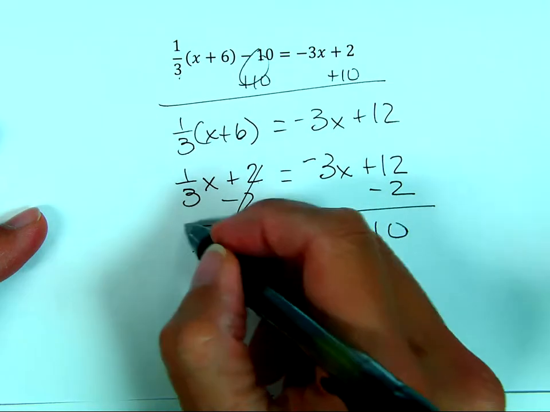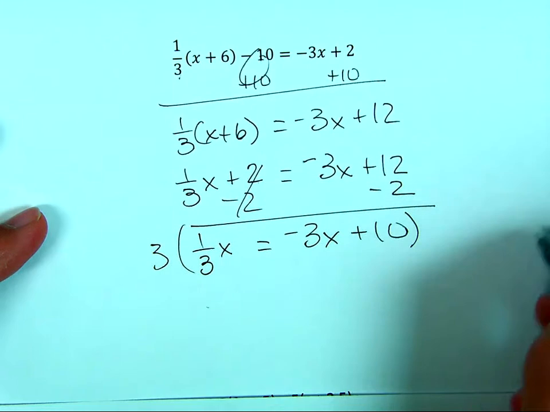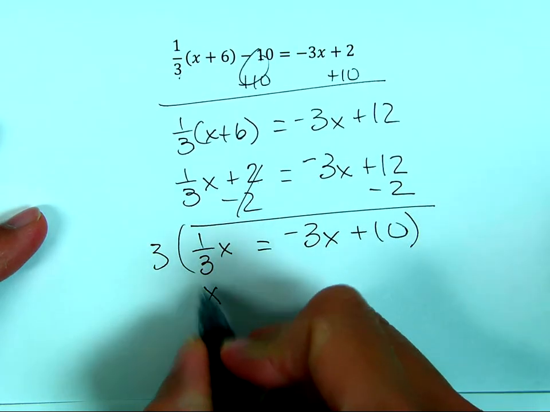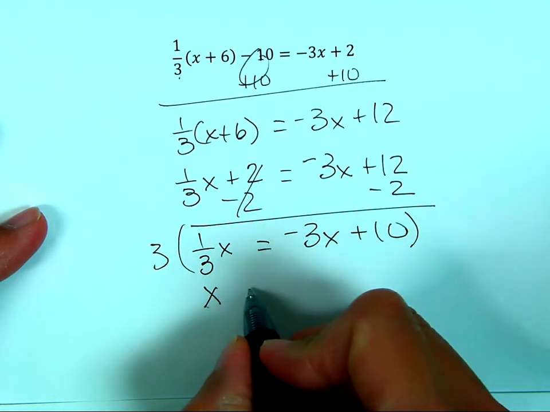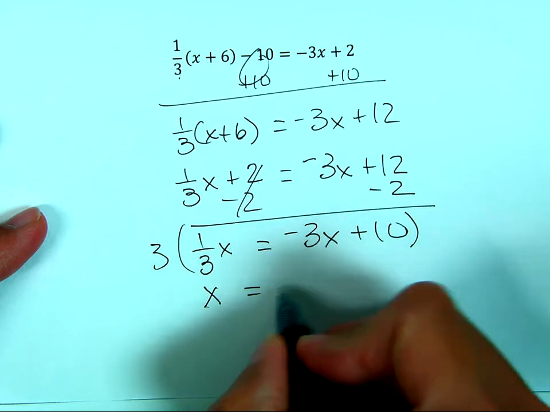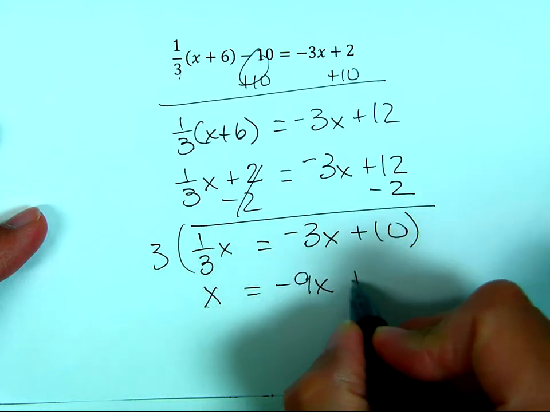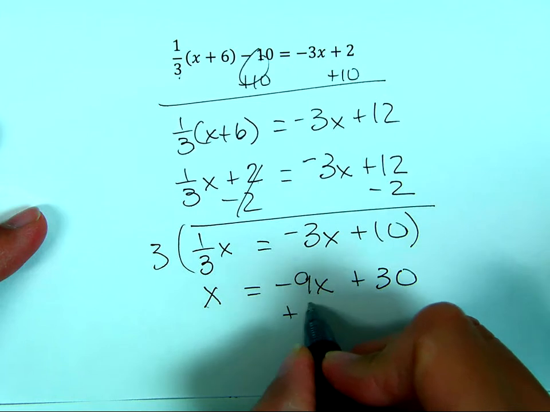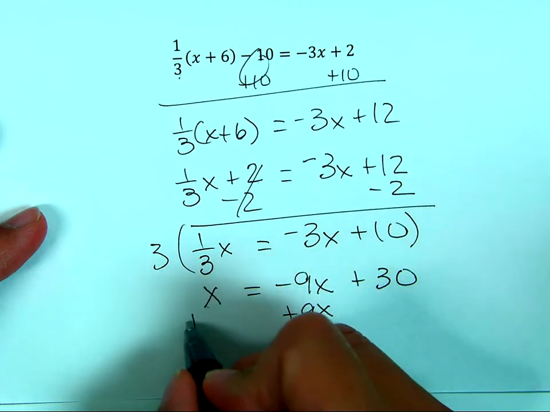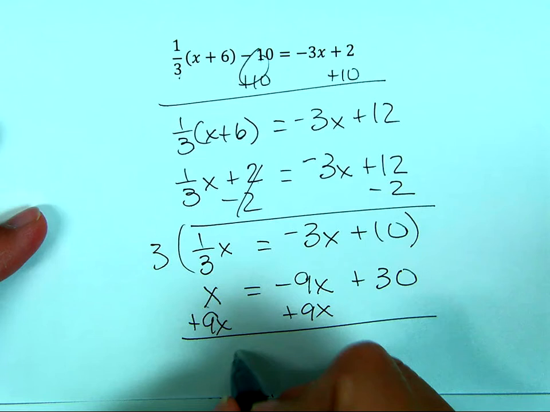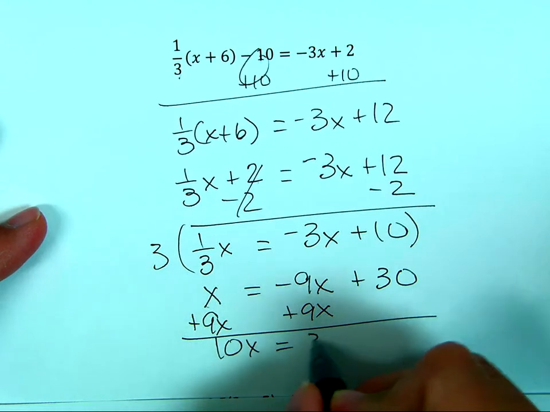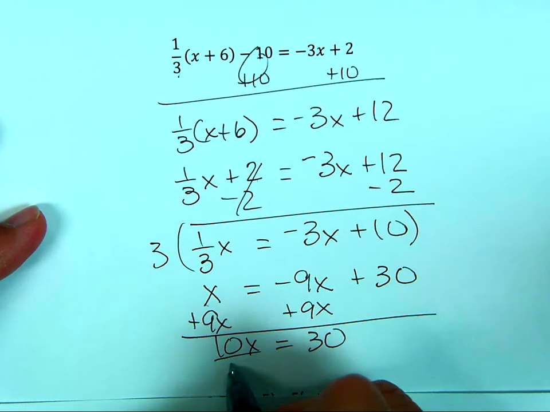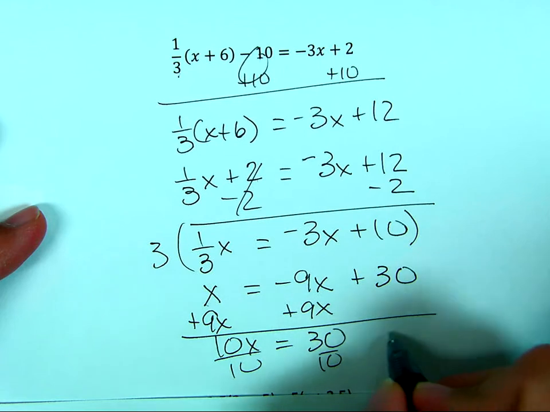So now I'm going to multiply everything by 3. So I'm going to distribute that 3 again. So this is going to be x, because 1/3 of 3 is 1, and negative 9x and 30. And I'm going to add 9x to both sides, and I'm going to get 10x equals 30. And then when I divide by 10, I'm going to get x equals 3.